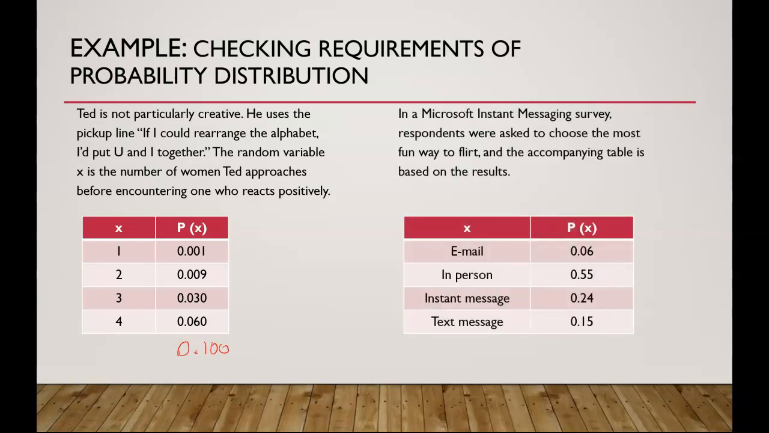Another example. In a Microsoft Instant Messaging survey, respondents were asked to choose the most fun way to flirt in the company, with the table based on the results. Email, 0.06 probability. In person, 0.55, instant message, 0.24, text message, 0.15. Do you think this table represents probability distribution? No, because the first requirement is not met. Random variable is not a numerical variable, it's a categorical variable.